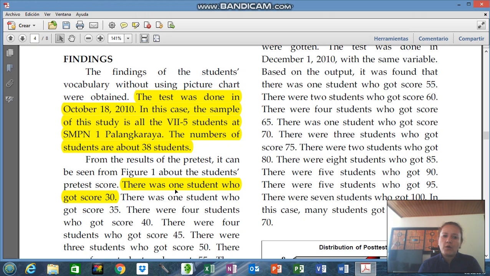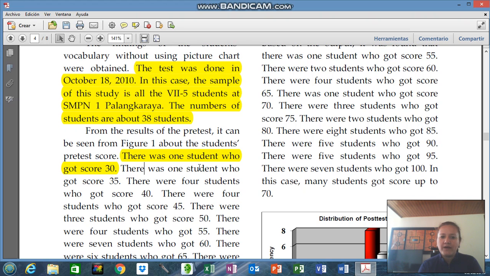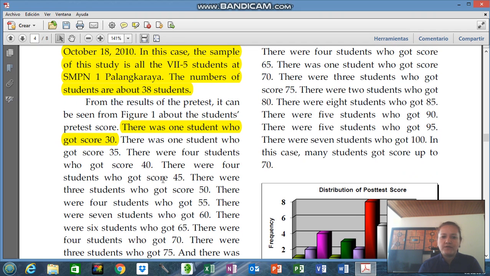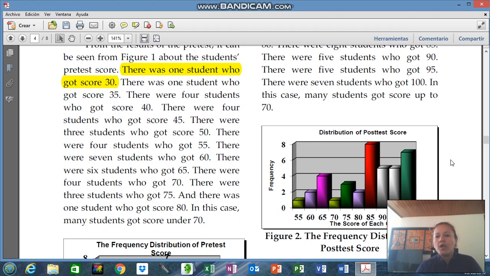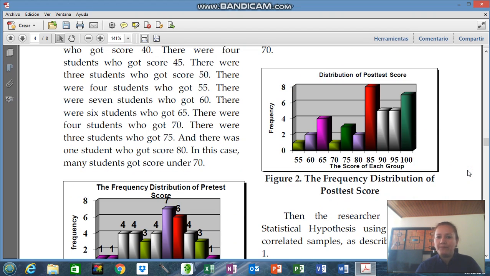There was one student who got a score of 30. Yes, there was one student who got a score of 35. There were 4 students who got a score of 40. There were 4 students who got a score of 41, 45, and so on. In this case, we got all this data, all these numbers, and could take a program and do these calculations, have these graphics. This is a frequency distribution, how many students got this score.